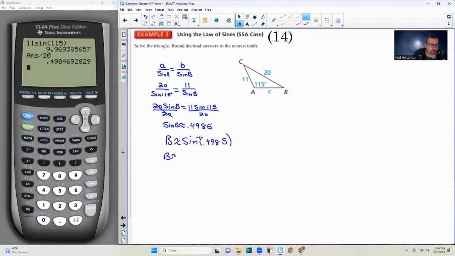So B is approximately second sine, and I'm going to do second answer here, and that will put that in without rounding. It'll be more accurate, and I get 29.89898, and it says round to the nearest tenth, so it's 29.9 degrees. Okay, so we found B. It's 29.9 degrees. Now I'm going to find C.